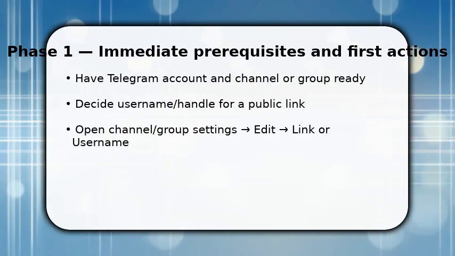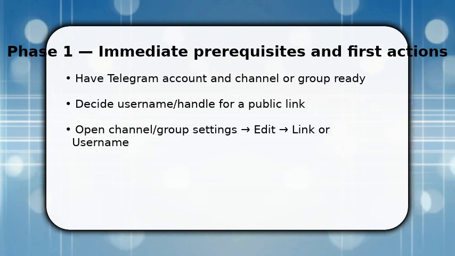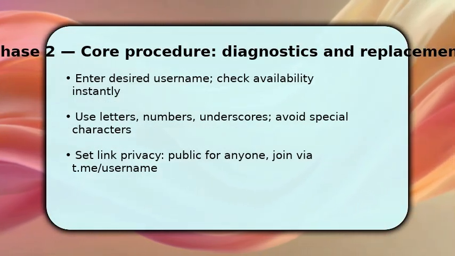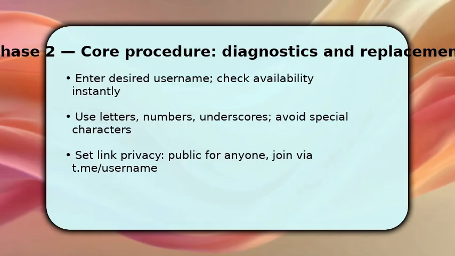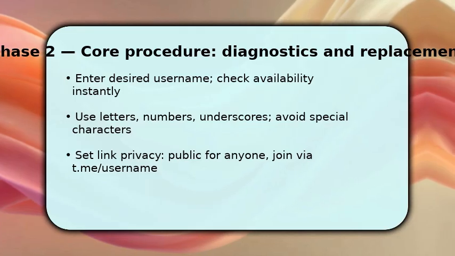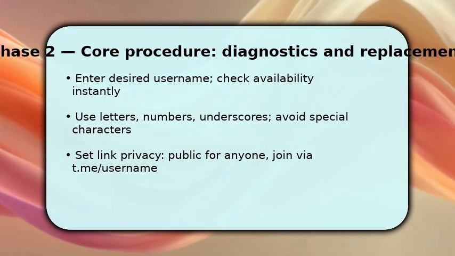If you're creating a new channel, set its type to public during creation, and then assign the username. Once you're in the username field, type your preferred handle and Telegram will validate it immediately. If it's unavailable, tweak it by adding numbers or underscores. Make sure to use only allowed characters, letters, numbers, underscores, because symbols will be rejected.